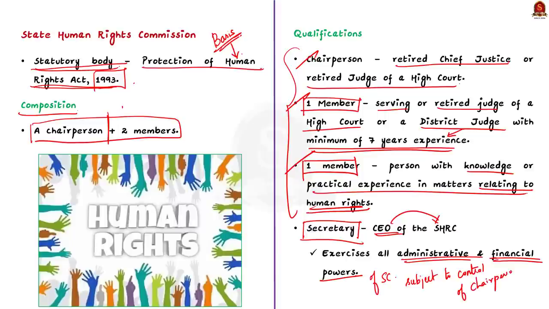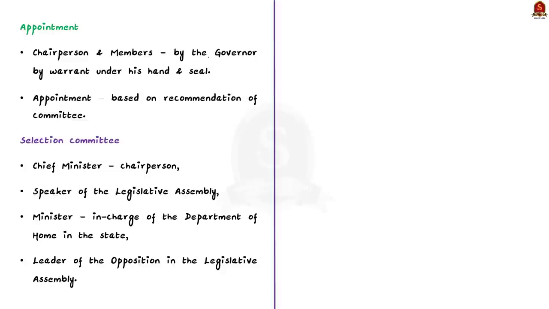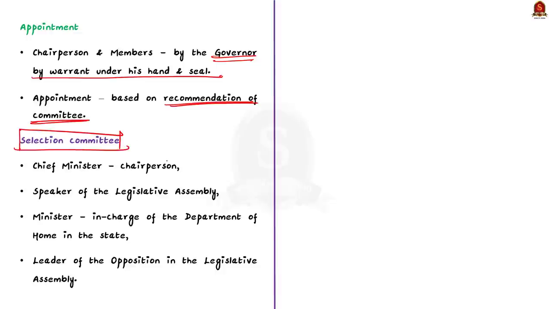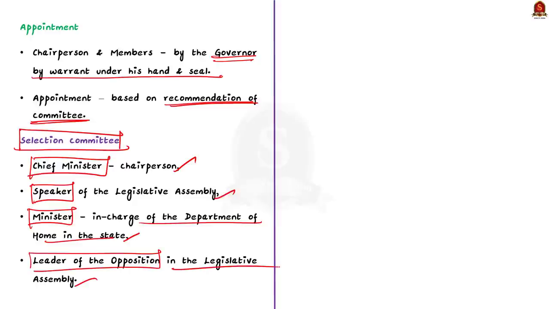See, the chairperson and members shall be appointed by governor by warrant under his hand and seal. Know that the appointment should be made after obtaining the recommendation of a selection committee. And this selection committee consists of chief minister, who acts as the chairperson of the committee. Secondly, speaker of the legislative assembly. Thirdly, minister who is in charge of the department of home in that state. And finally, leader of the opposition in the legislative assembly. So the selection committee consists of these members.